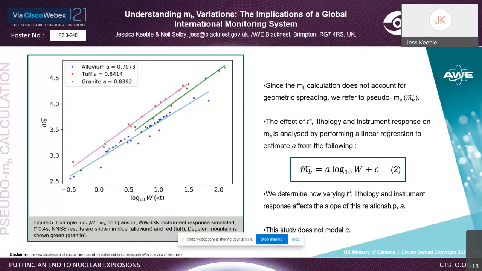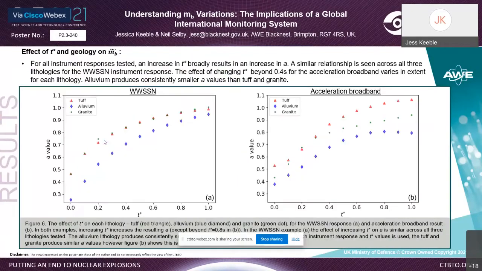Studies have previously considered how attenuation affects the intercept, or C, in that equation too. However, this study shows that attenuation affects the slope as well. Figures 6A and B show that for all instrument responses we tested, an increase in t-star results in an increase in A. These figures also show the variation in A values when considering varying lithology types. We find that for alluvium, we're consistently producing the smallest A values, with the tuff and granite producing significantly larger values.